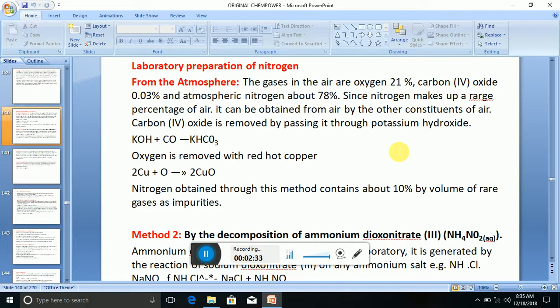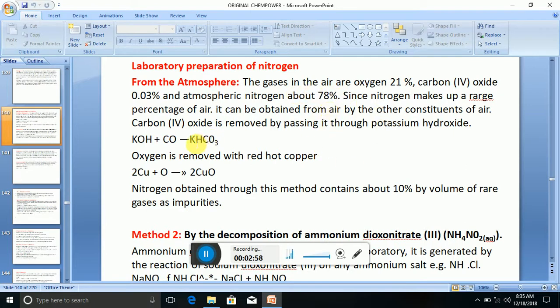of air. Carbon dioxide is removed by passing it through potassium hydroxide. Oxygen is removed with red hot copper. Nitrogen obtained through this method contains about 10% by volume of rare gases as impurity. So you still have some rare gases or noble gases as impurity when you use this method.